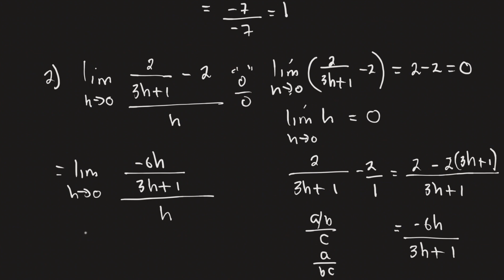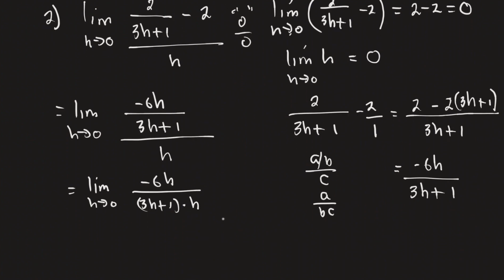All right, so you could write this. So this is the limit as h approaches 0 of negative 6h over, this would be one of the factors in the denominator, and then the h would be another one there. Right? But then when you do that, you can see that common factor right here. So it has a common factor of h. So now we can actually reduce it and get rid of that common factor. So negative 6 over the quantity 3h plus 1.